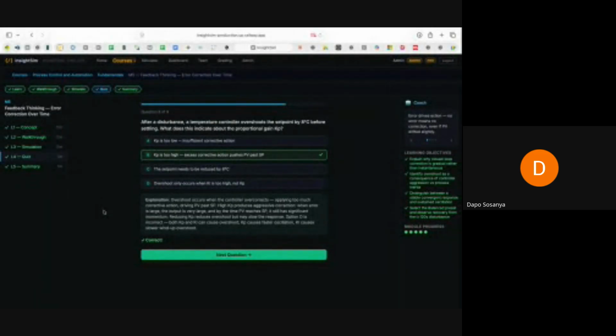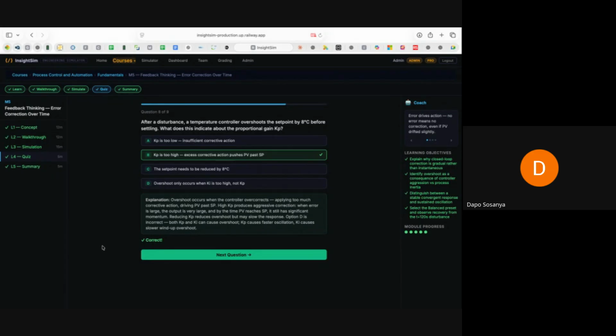So now there's a need to be able to sketch. I wanted to make a sketch. So there is a sustained offset when you use a P controller alone.